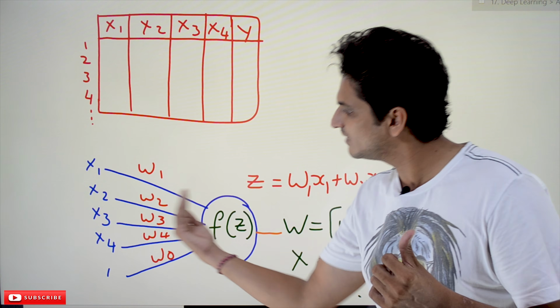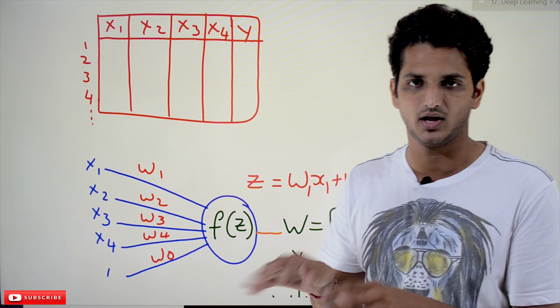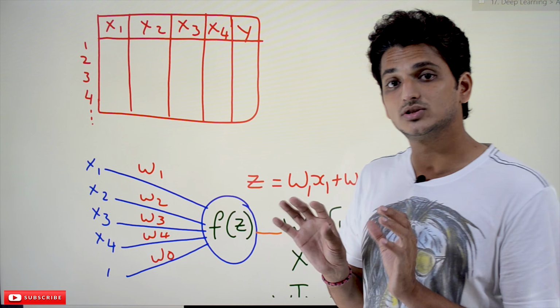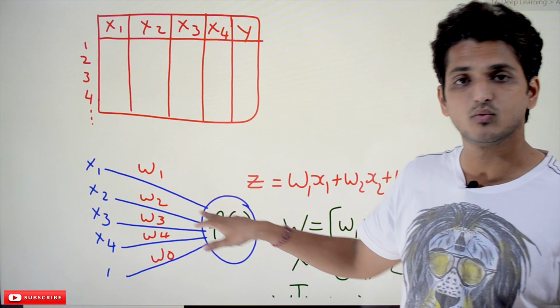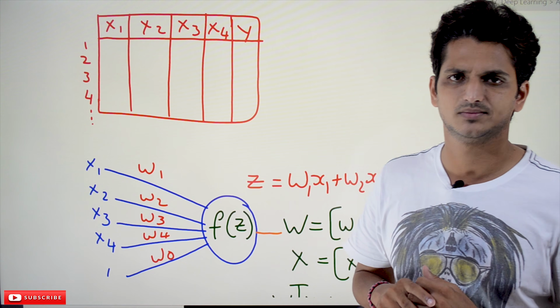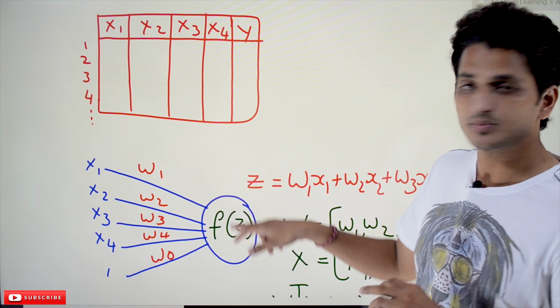This giving of input to the perceptron we call input forwarding or feed forwarding. These terms we will discuss in our next class. Okay, this is all about the perceptron. This is how the perceptron works.